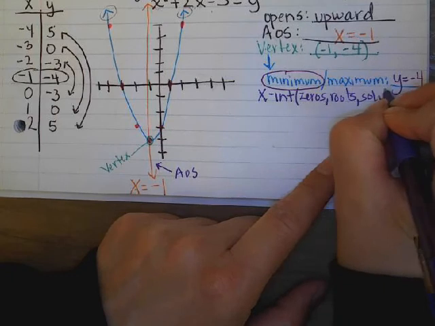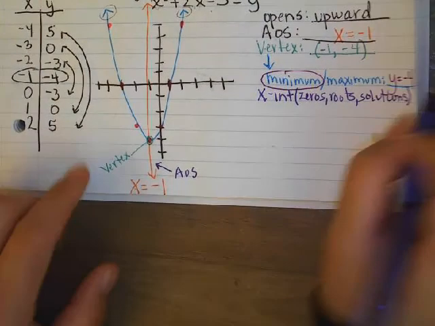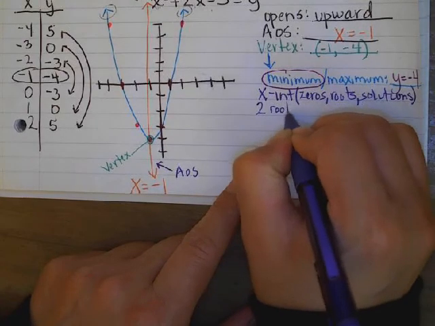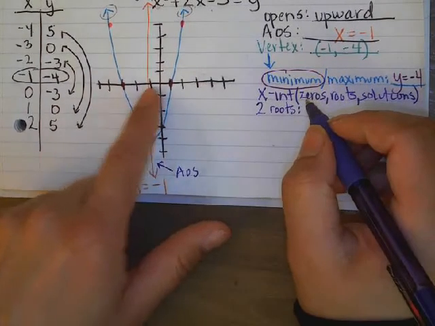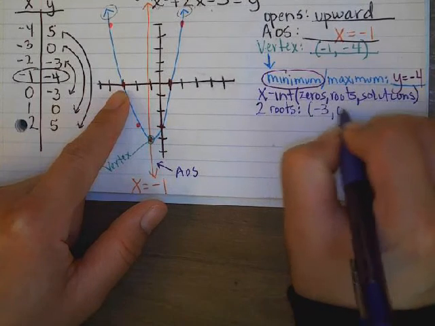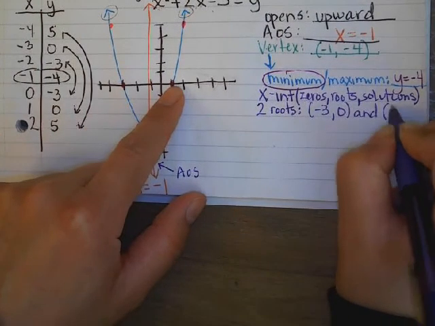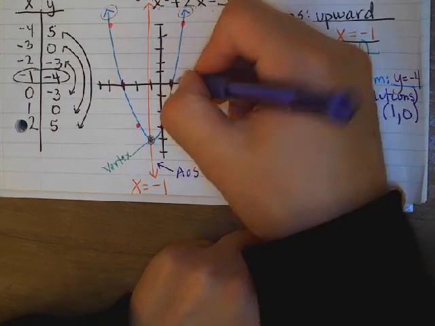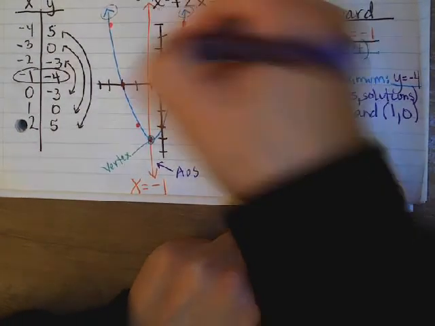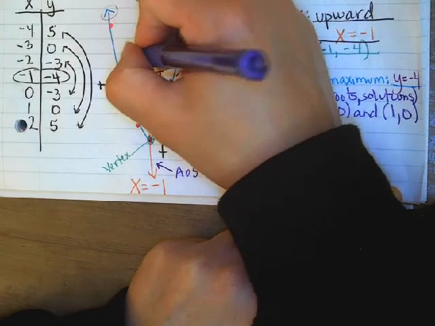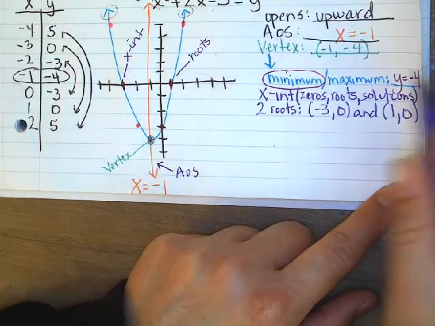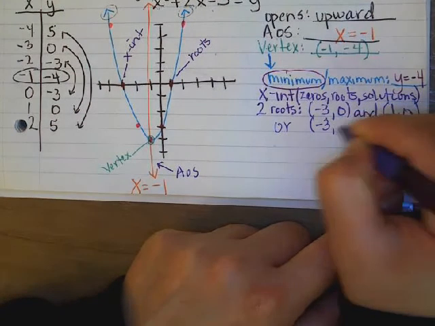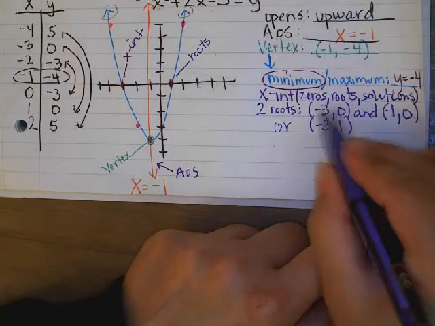Okay? Then they're going to ask you, hey, what are the x-intercepts? What are those zeros? What are those roots? Remember that it's got all these different names. Zeros, roots, solutions. And all they want to know is just the x-intercepts. And what were they? Well, we have 2 of them. 2 roots, or 2 solutions. What were they? -3, 0, and 1, 0. And sometimes they'll write it like that, individually. Okay, so these are your roots, your zeros, your x-intercepts, whatever you want to call them.